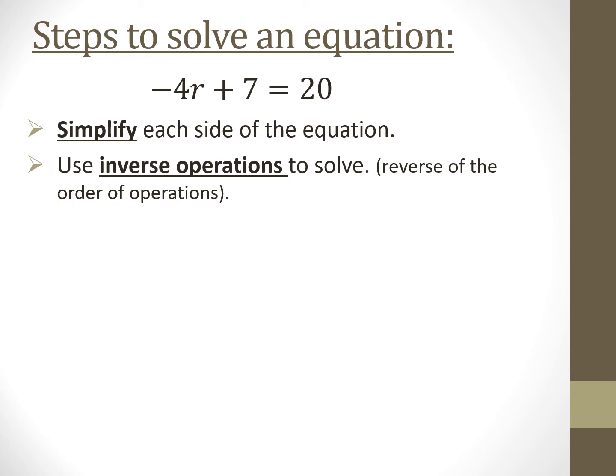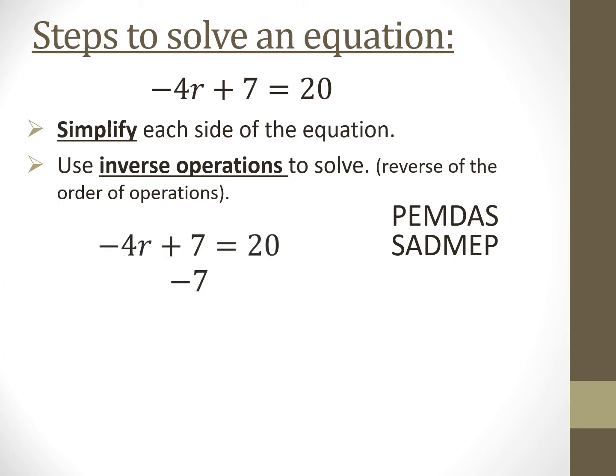Now I'm going to use inverse operations to solve, and I'm going to do that in the reverse order of operations. So instead of using PEMDAS, I'm going to use SADMAP. So let's take a look at that. I have addition, and so I'm going to do the opposite of addition, which would be subtraction. So I'm going to subtract 7 from this side of the equation. But whatever I do to one side of the equation, I must do to the other side. Now, if I subtract 7 from both sides, I'll get negative 4r equals 13.